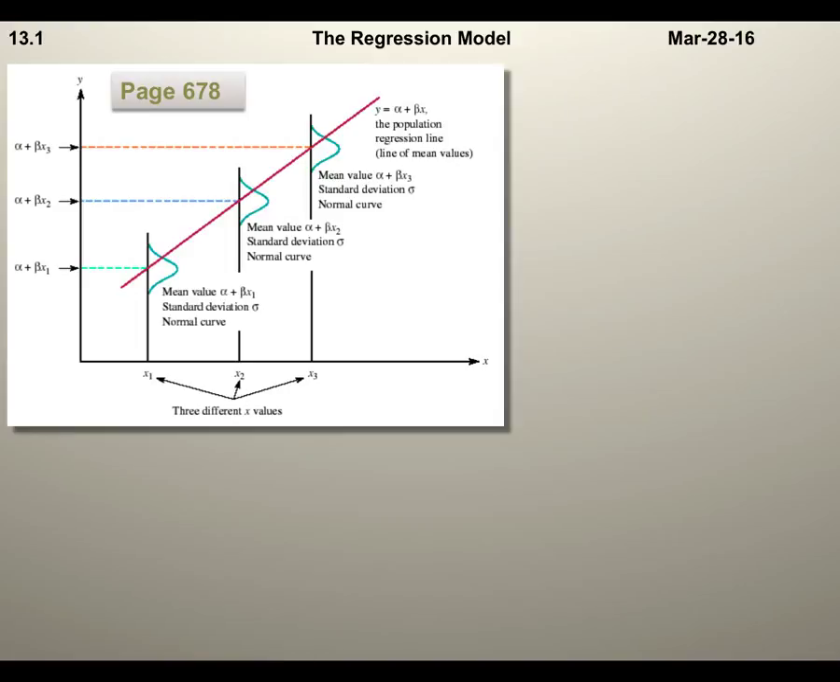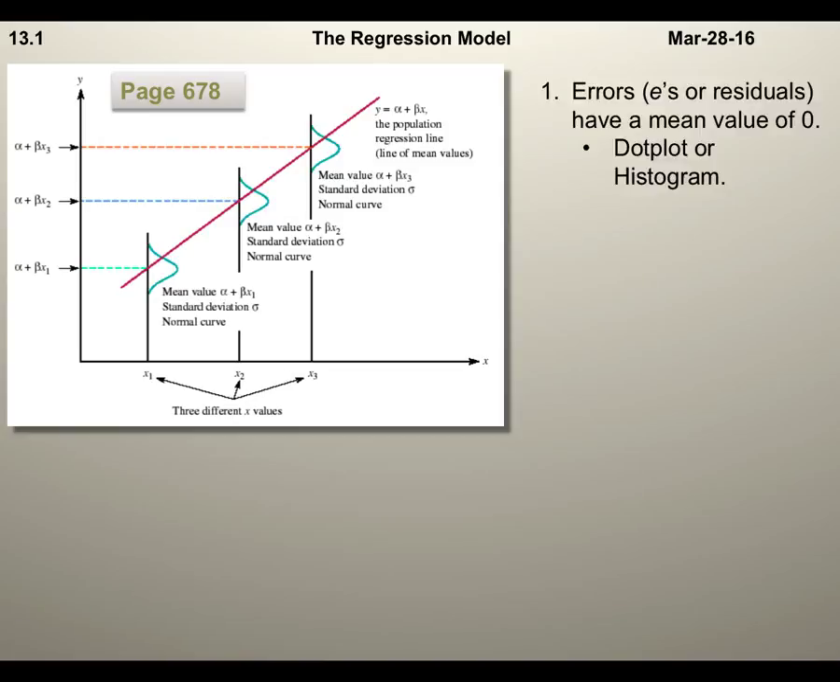Okay, there are very important properties about these errors. The first one is that they have a mean of 0. No matter what, those errors are always going to have a mean of 0. The way to check that is by looking at a dot plot or a histogram. That's going to happen because some of your residuals are positive and some are negative. Some are above the line and some are below the line.